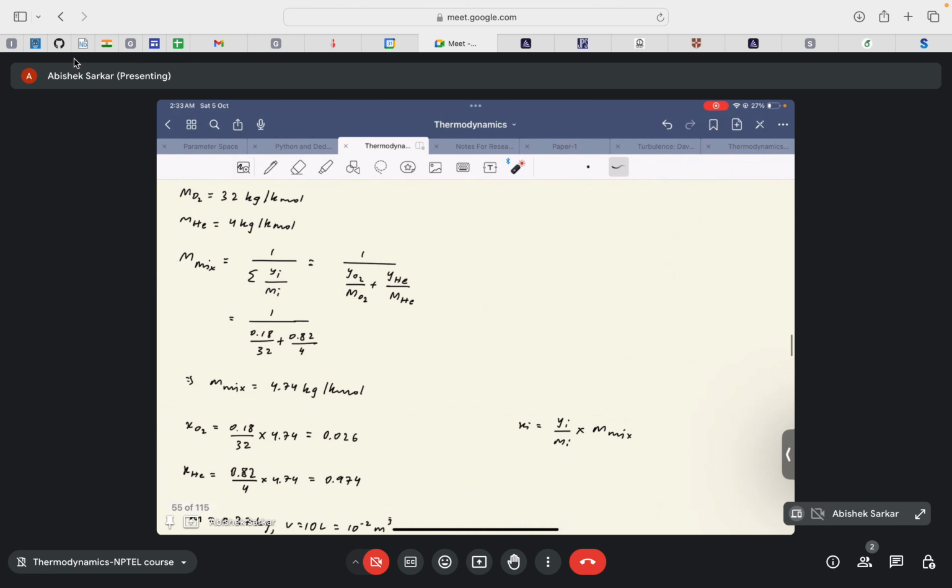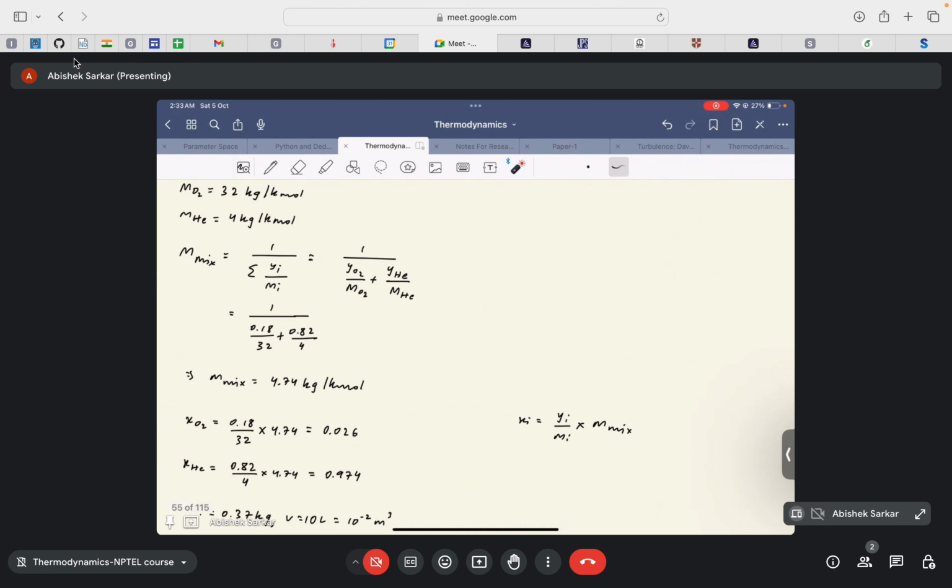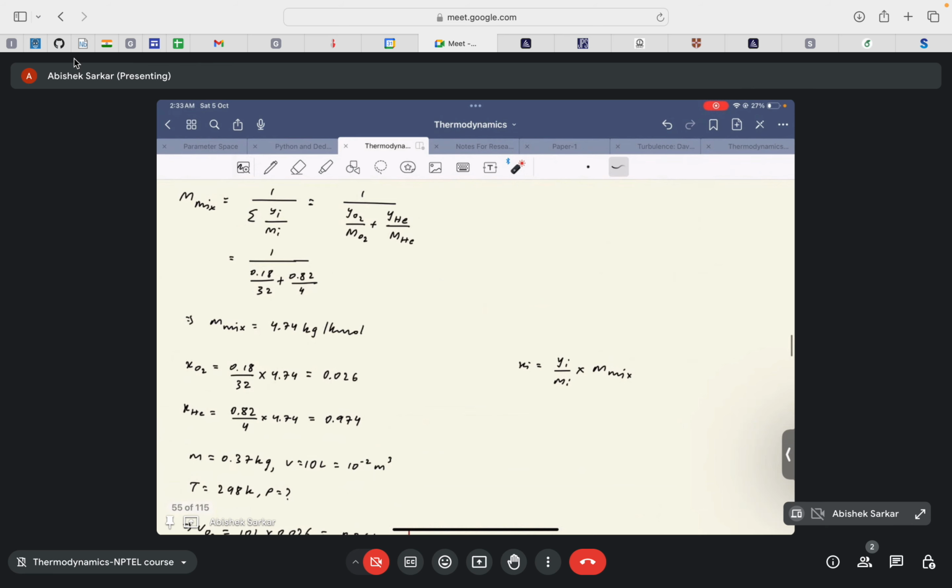YO2 was 0.18 and YHE was 0.82. Then the molecular mass of oxygen is 32 kg per kilomole, and the molecular weight of helium is 4. These are good to be well versed with. So the molecular weight of the mixture comes out to be 4.74 kg per kilomole. Units you need to verify all the time. Since it's a molecular weight, not the actual weight, it turns out to be in terms of kg per kilomole.